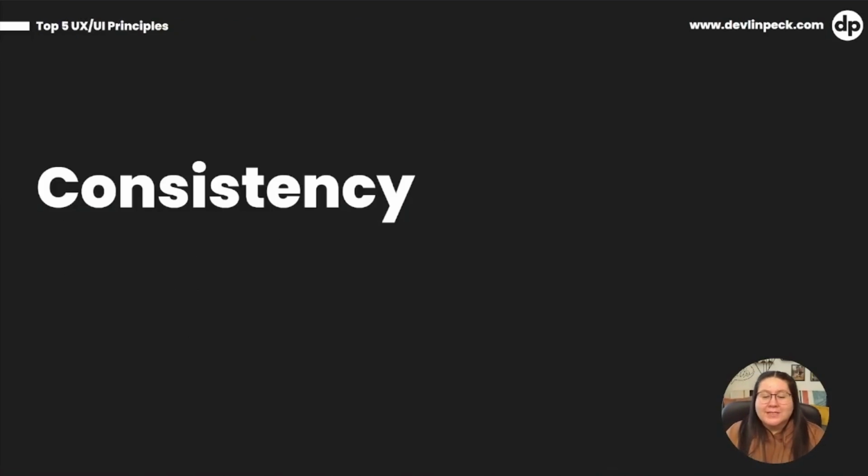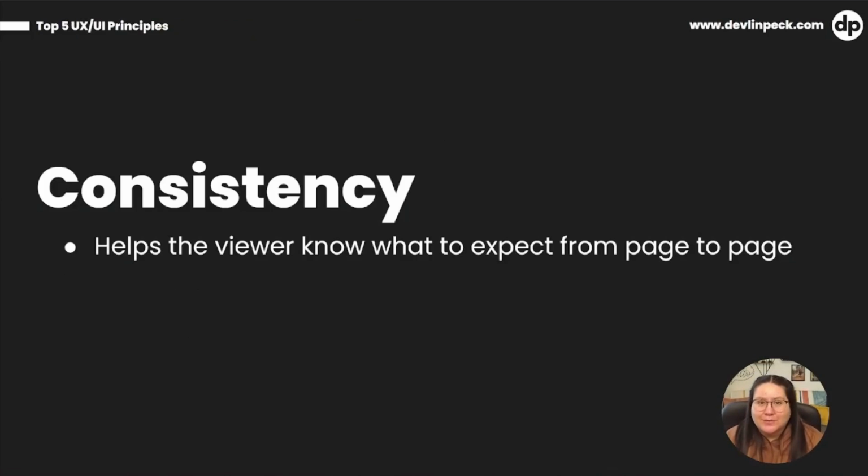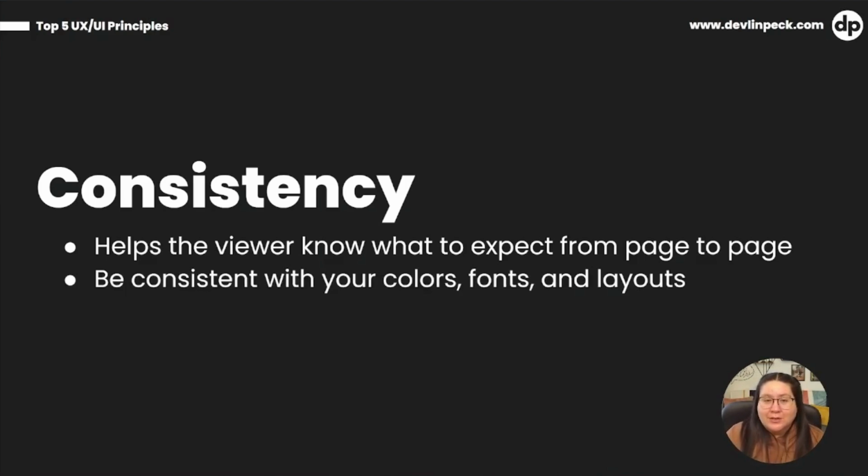And you want to stay consistent because it's going to help the viewer know what to expect from page to page. Like I was saying, all of Melanie's buttons were bright pink. So when you see a bright pink square, you know that's a button that you can click. You want to be consistent in your colors, your fonts, and your layouts.